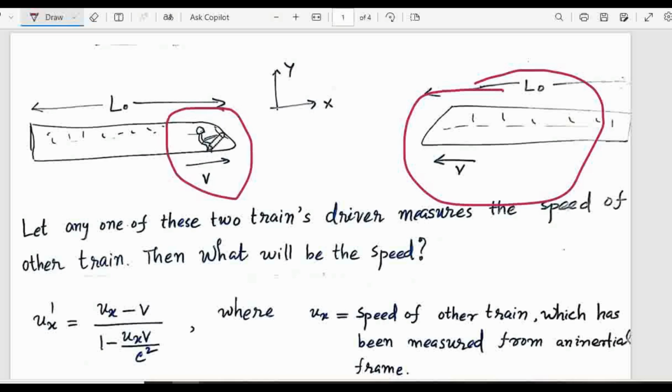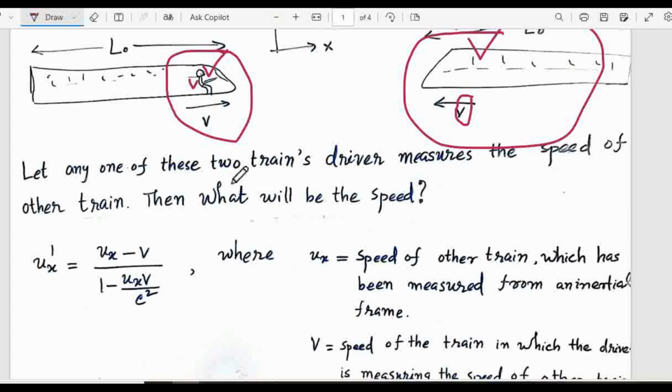Let's suppose I have drawn here a cartoon of a driver. Let's suppose this driver wants to measure the speed of this train. So according to this driver, what will be the speed of this train? This speed v is measured from an inertial frame. This is not the speed measured by this driver. So what will be the speed measured by this driver?